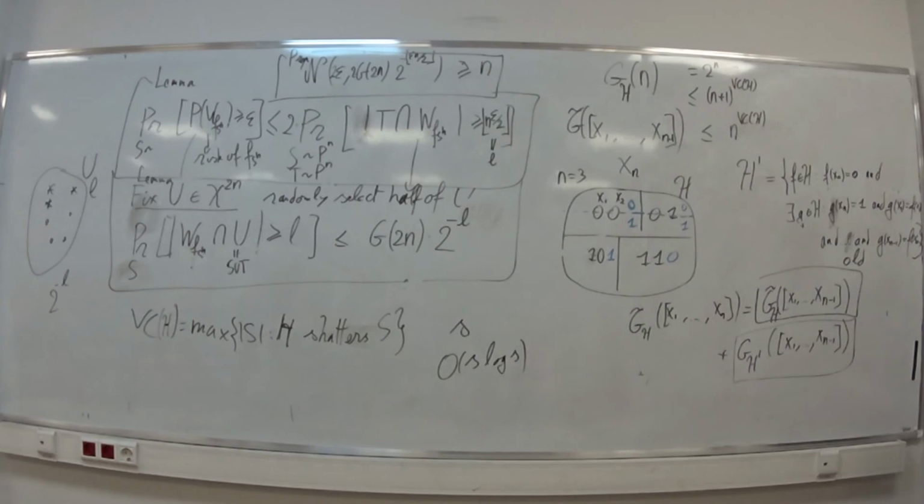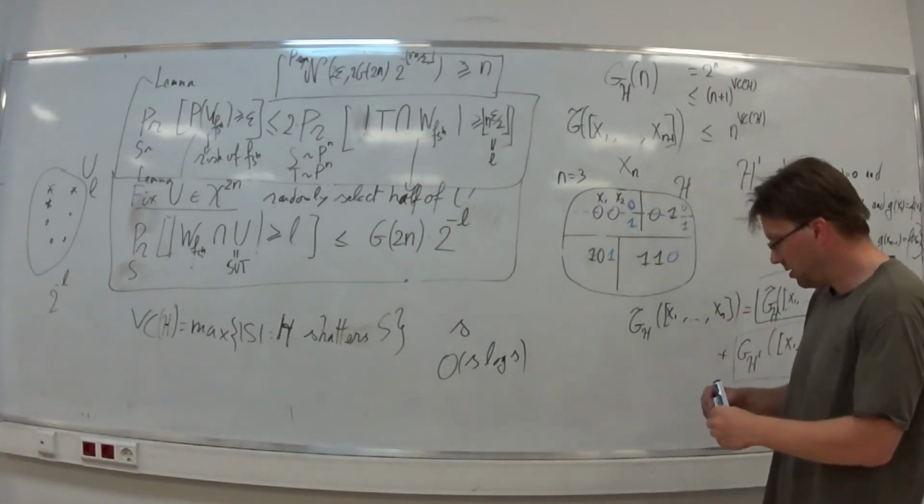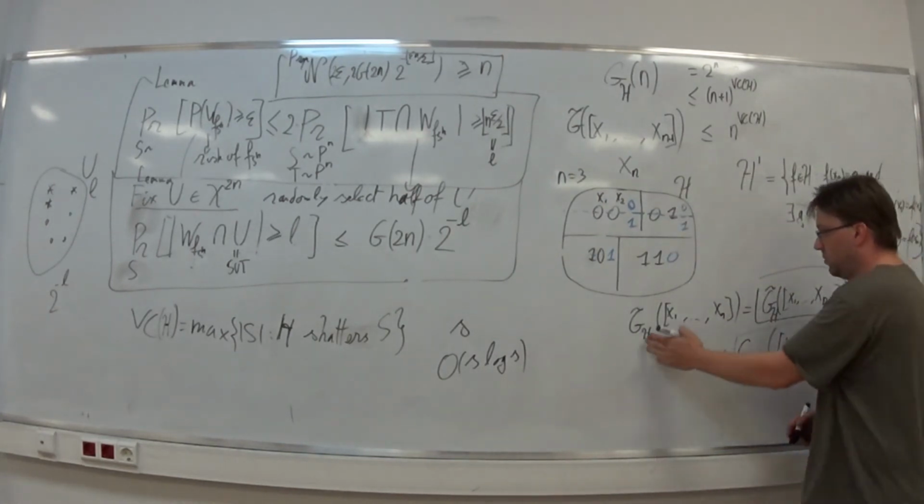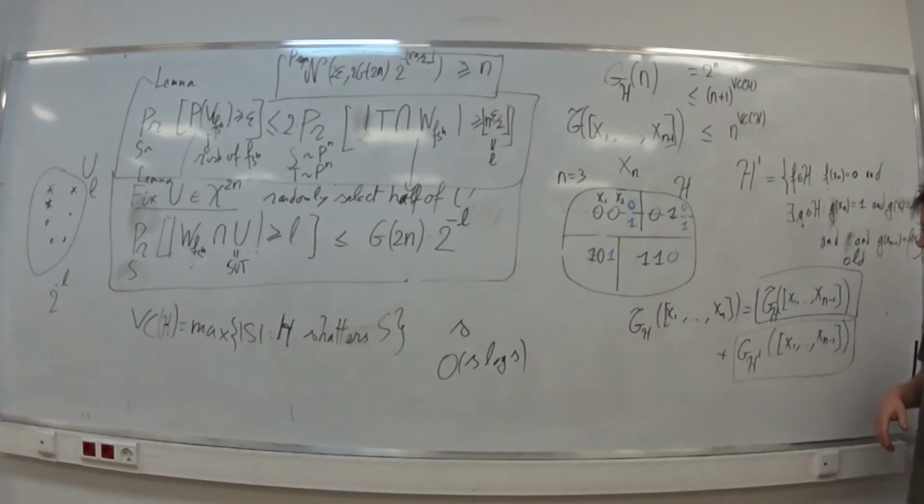Now we are ready. We will bound this. Let us apply the induction hypothesis, because we have n minus 1 points. The first term is bounded by n to the power VC of H. And for the second term, we have to think about the VC dimension of H prime. I claim that the VC dimension of H prime is 1 smaller than the VC dimension of H.